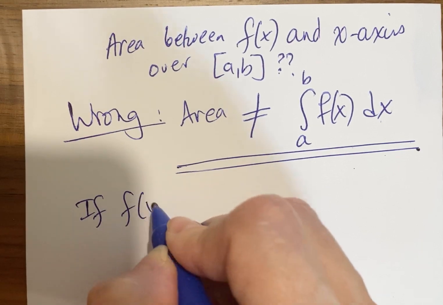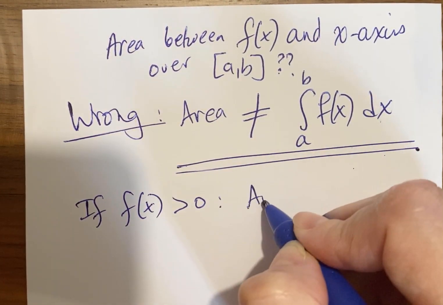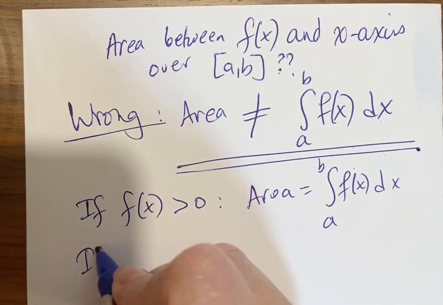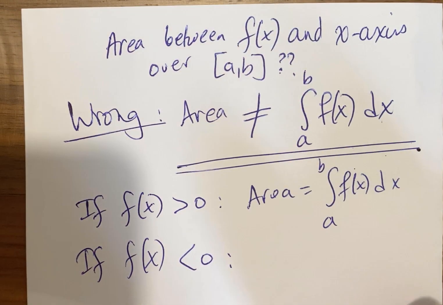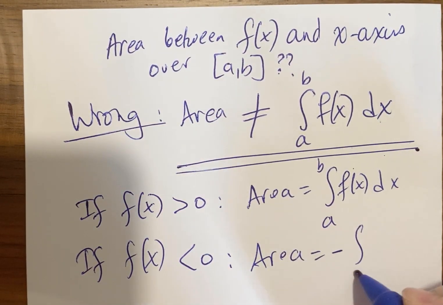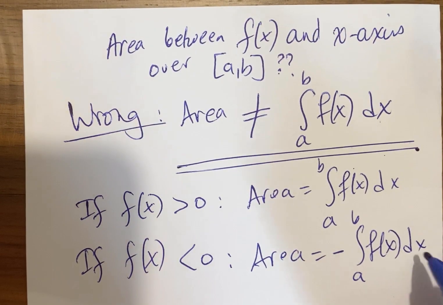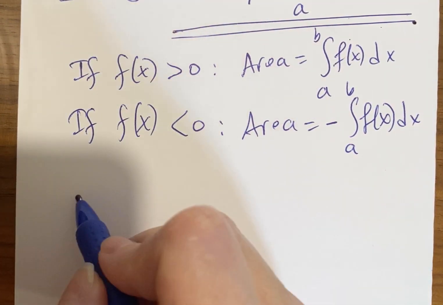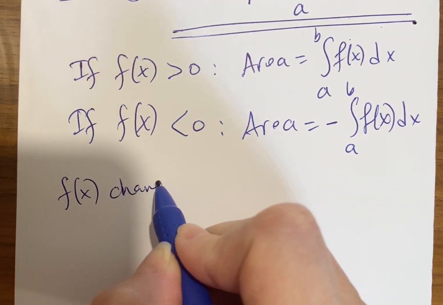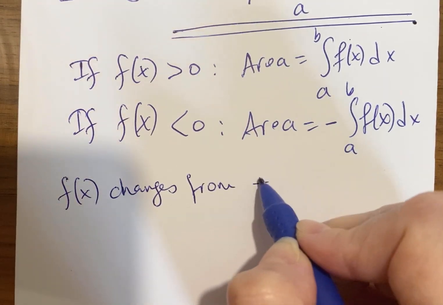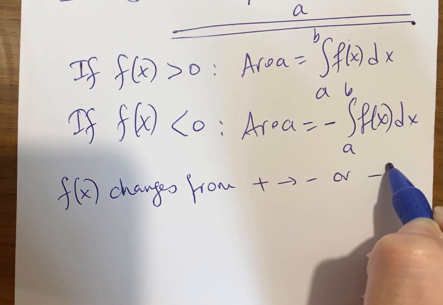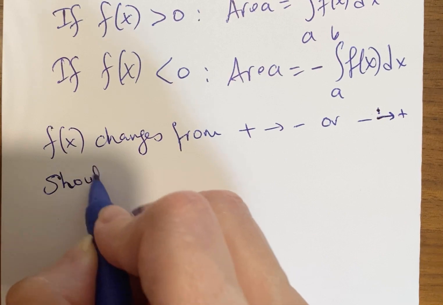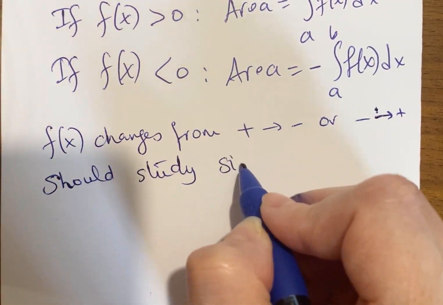If f of x is positive, then the area is equal to the integral. If f of x is negative, then the area is equal to minus the value of the integral, because the value of the integral will be negative. We need another minus to change it into plus. What if the function changes from positive to negative or negative to positive? What happens? Then you should study the sign of f of x.